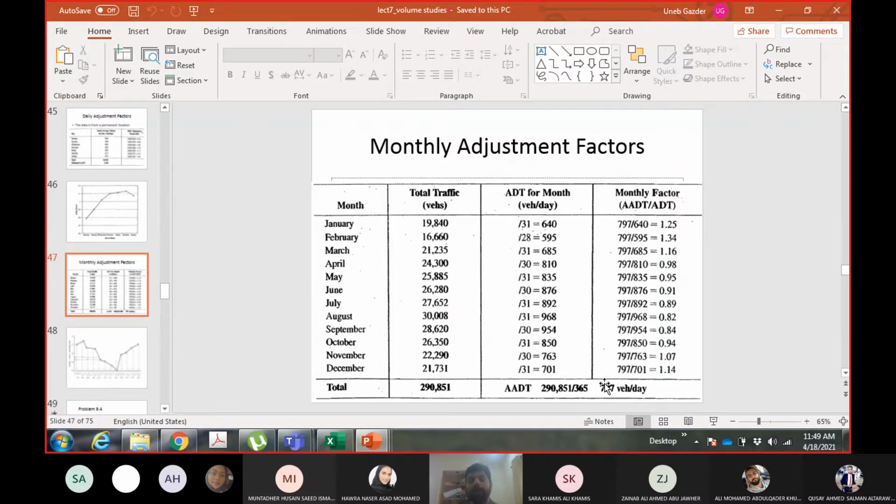If you want the adjustment factor for January, you will take AADT, which is 797, divided by 640, which is the average traffic of January. It will give you the monthly adjustment factor for January. For February, AADT will remain the same, and the traffic is 595, and so on. This is how you calculate the monthly adjustment factor. You need the average of each month, and you divide AADT by that number. So whether you are calculating daily adjustment factors or monthly adjustment factors, you are using AADT in both cases.